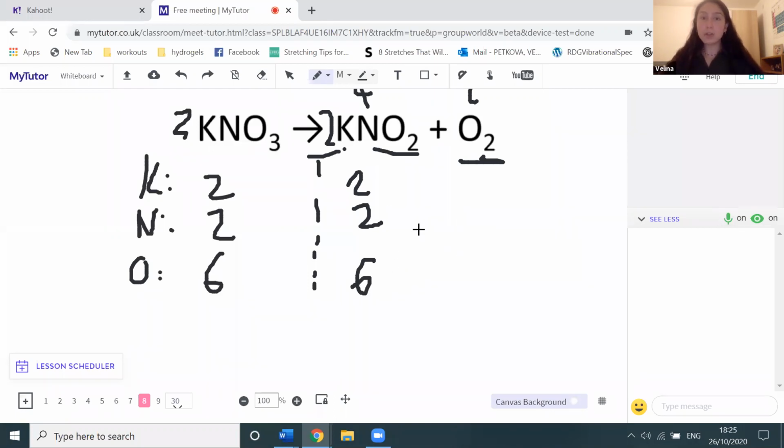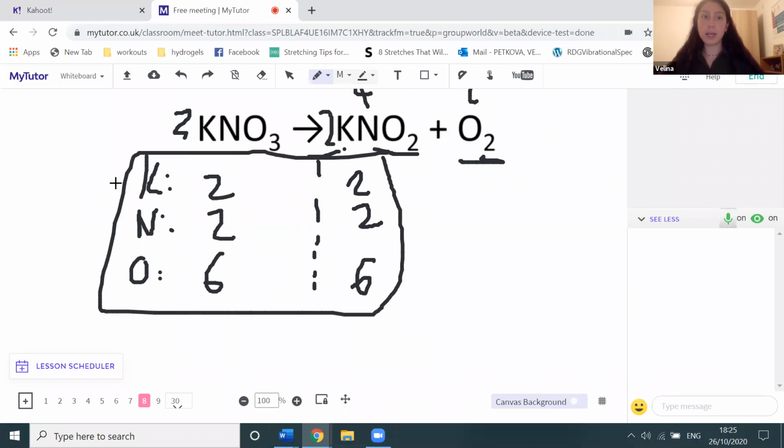So that means that we are happy with this balanced equation, as we have the same number of potassium, nitrogen, and oxygen atoms on either side of our chemical equation. That was quite a tricky one. So the conservation of mass is exactly that, the same number of atoms on both sides, perfect. So you have to always have the same number of atoms either side of your chemical equation.